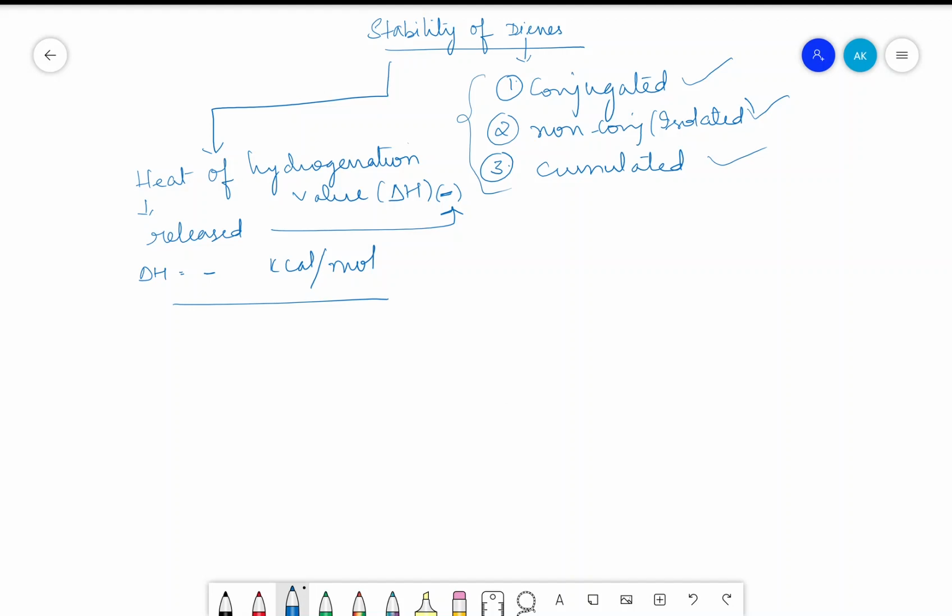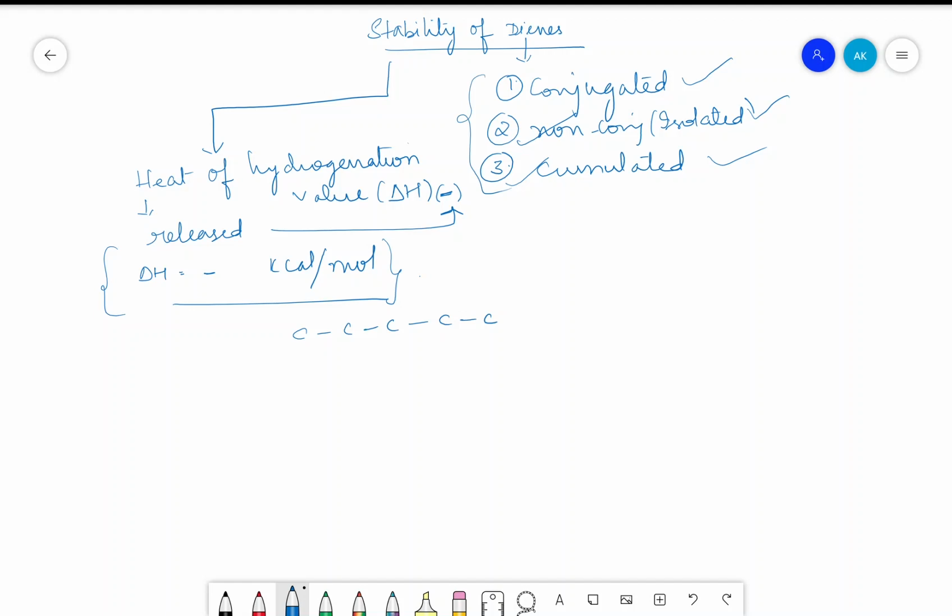We are going to take the same hydrocarbon. That means if I take 5 carbons for conjugated diene, I'll take the same 5 for non-conjugated, the same 5 for cumulated. And we'll land up with some values for each of the conjugated, non-conjugated and cumulated dienes. And that will help us in deciding which one is more stable out of these three.